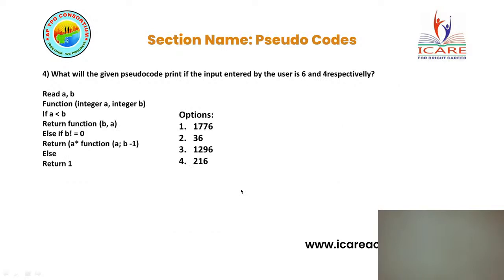Here the question is, what will be the output of the given pseudocode if the input entered by the user is 6 and 4 respectively? They are asking for the output of the pseudocode when the user enters 6 and 4. So the user is giving two inputs, so read A and B.